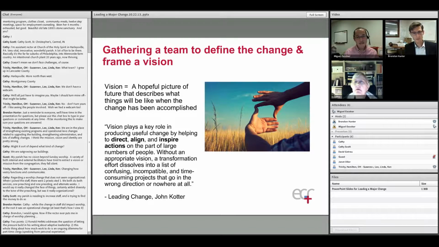Having a vision is key in simply aligning and inspiring people throughout. So what we recommend is to engage your stakeholder groups, literally create a list of who needs to be engaged. Sounds obvious, but it's not actually obvious.